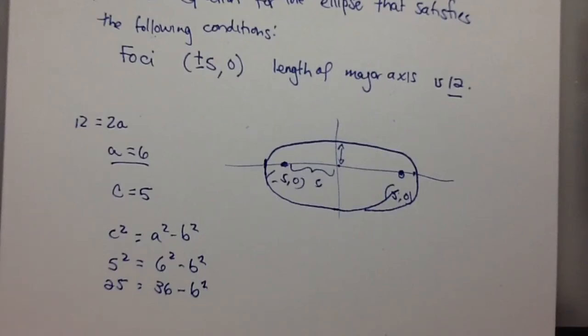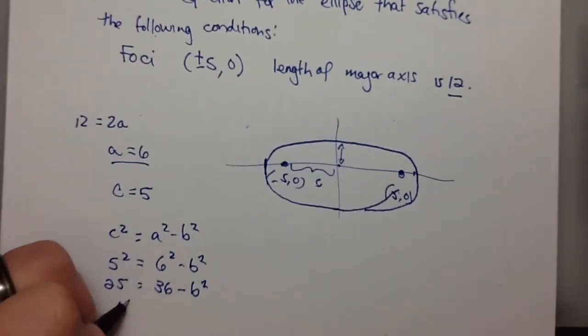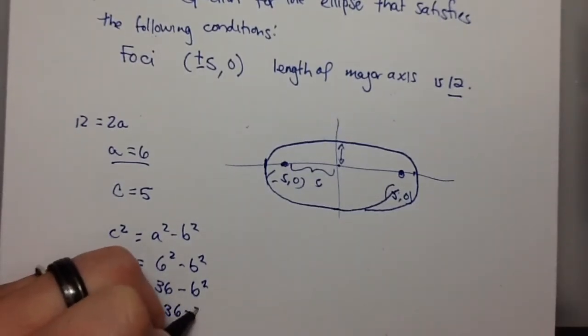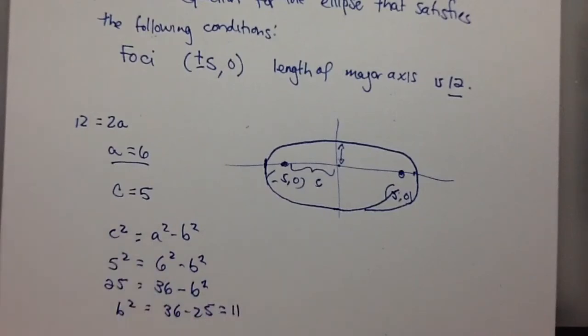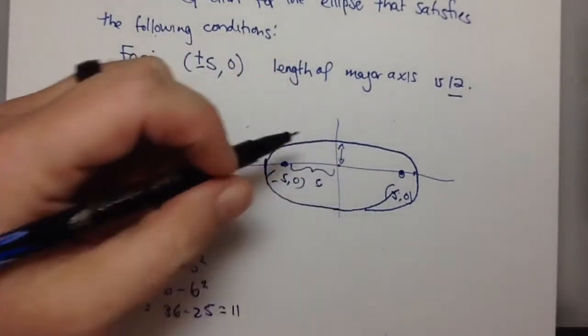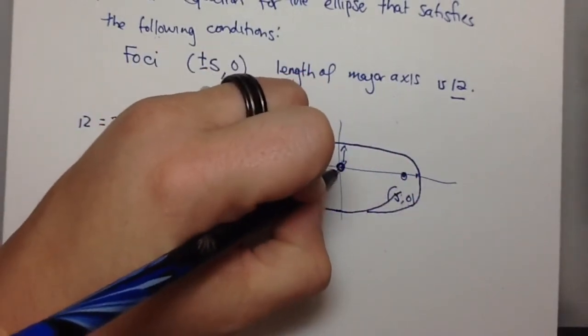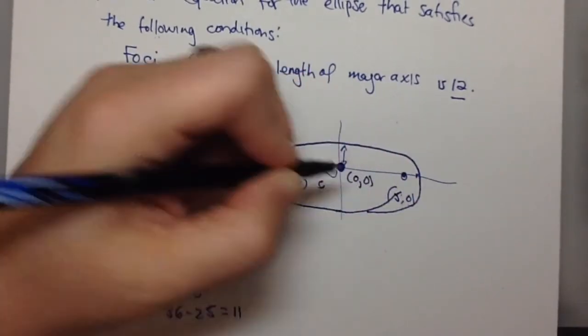So then, rearranging, b squared equals 36 minus 25, so that's 11. So b squared is 11. We can see by symmetry that the center of this ellipse is at 0, 0.